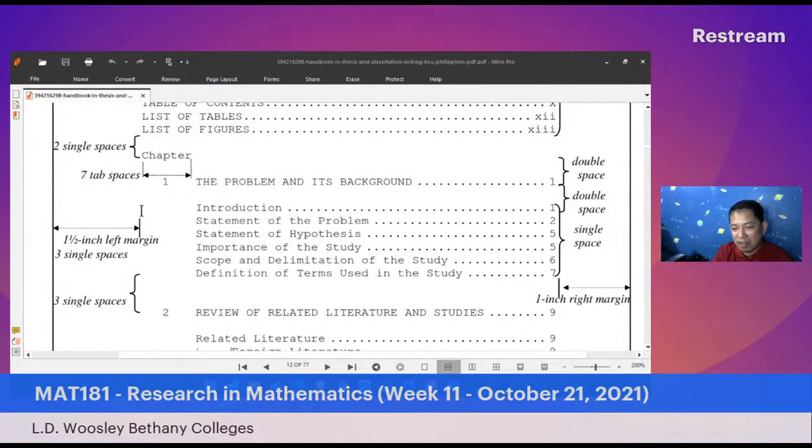naging maayos ang iyong pagsasubstantiate ng bawat parts ng isang research, no, project or the problem and its background. We have the introduction, the statement of the problem, the hypothesis statement, the importance of the study, scope and delimitation, and the definition of terms used in the studies. All of this is part of what we call the problem and its background. Okay, so chapter 1.